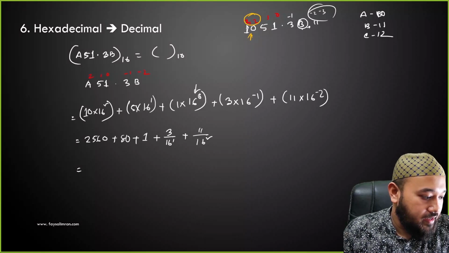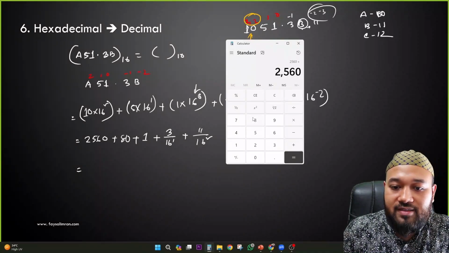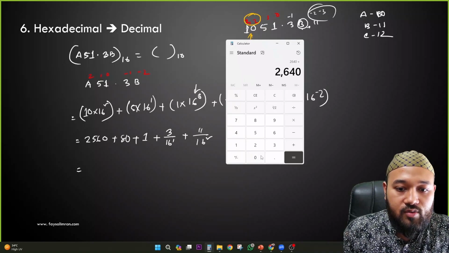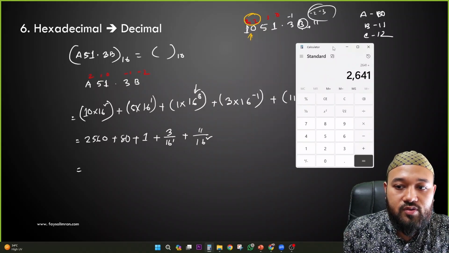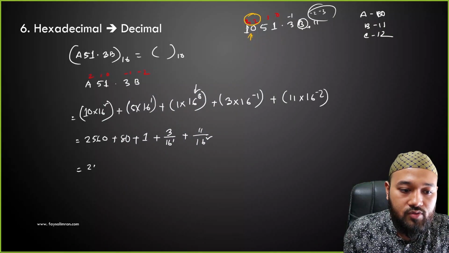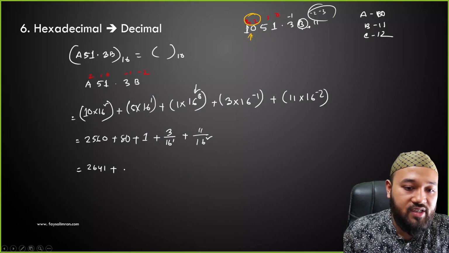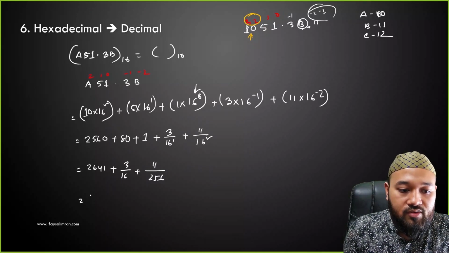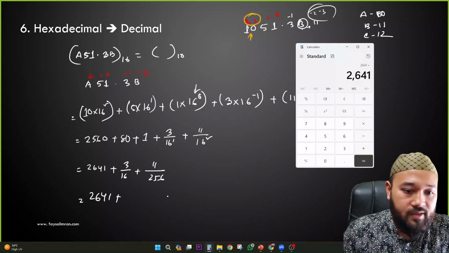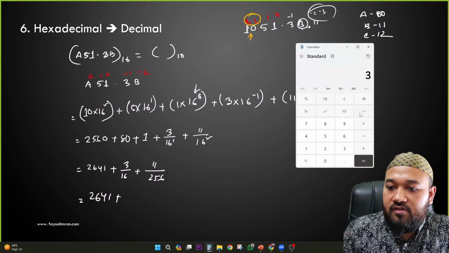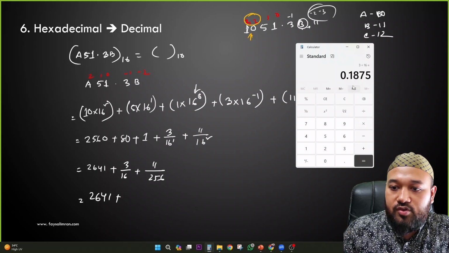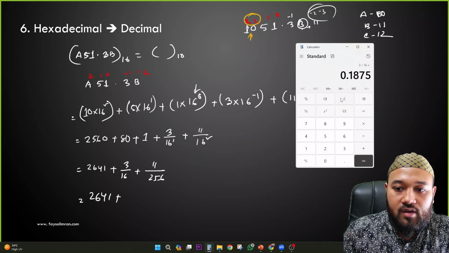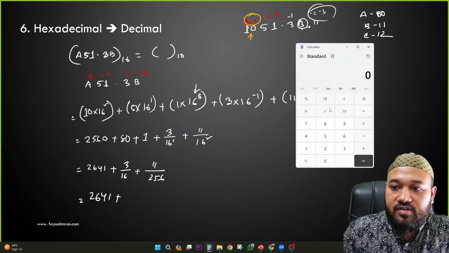So I can write 2560 plus 80 plus 1, which is 2641, plus 3 by 16 plus 11 by 256. Now 2641 plus 3 by 16. 3 divided by 16 is 0.1875, and 11 by 256.